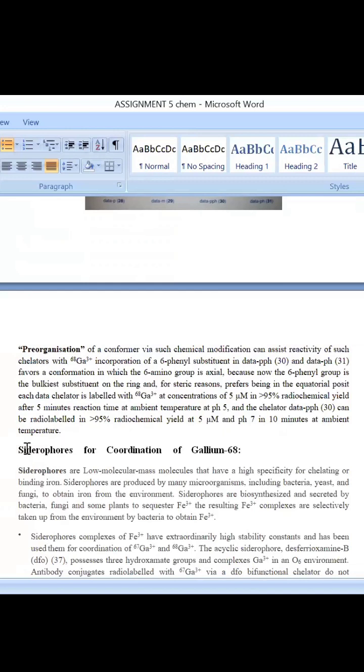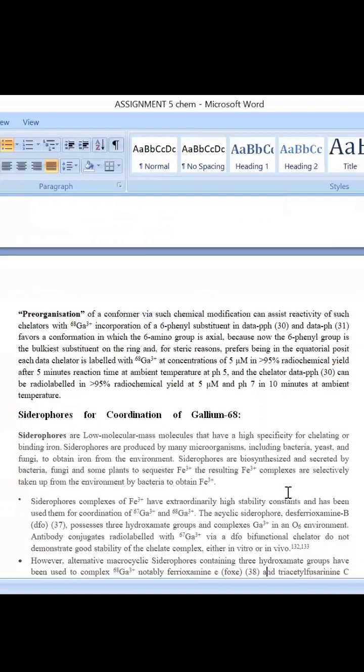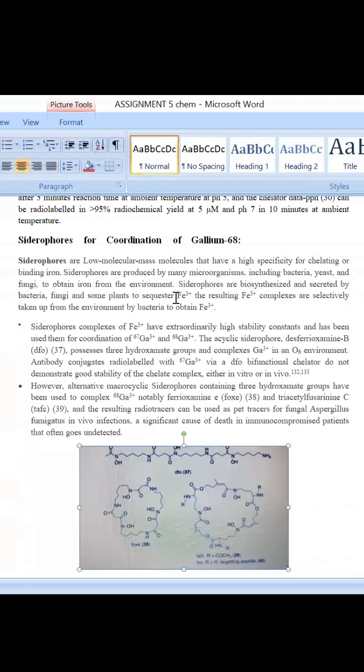Next point is siderophores for coordination of gallium-68. Siderophores are low molecular mass molecules that have high specificity for chelating or binding iron. Siderophores are produced by many organisms, including bacteria, yeast, and fungi, to obtain iron from the environment. Siderophore complexes of Fe3 positive have extraordinarily high stability constants and have been used for coordination of gallium-67 and gallium-68. The acyclic siderophore, the family of DFO 37, possesses three hydroxamate groups and complexes in an O6 environment. Antibody conjugates radiolabeled with gallium-67 via DFO bifunctional chelator do not demonstrate good stability of the chelate complex either in vitro or in vivo.